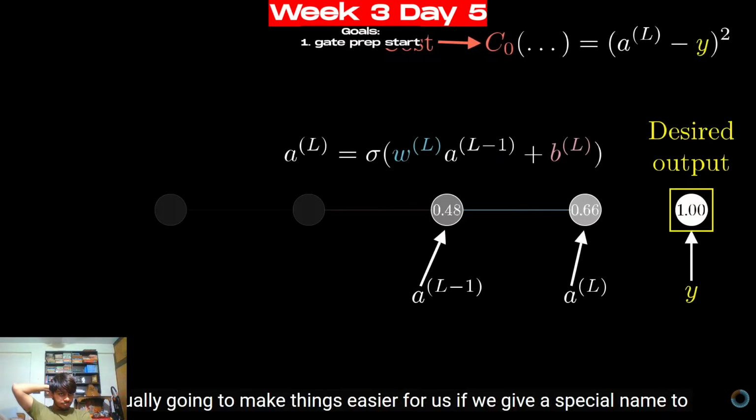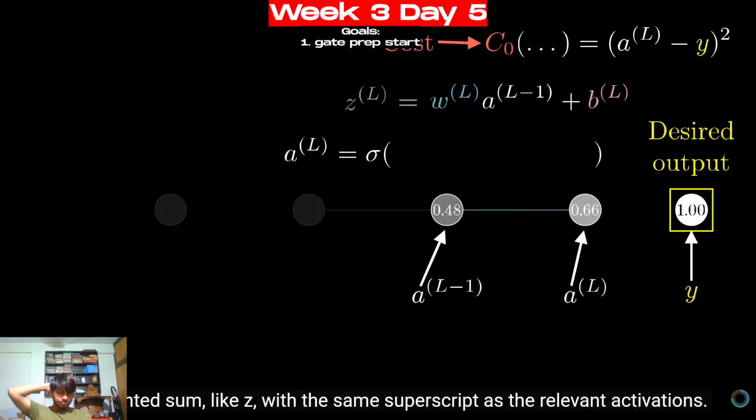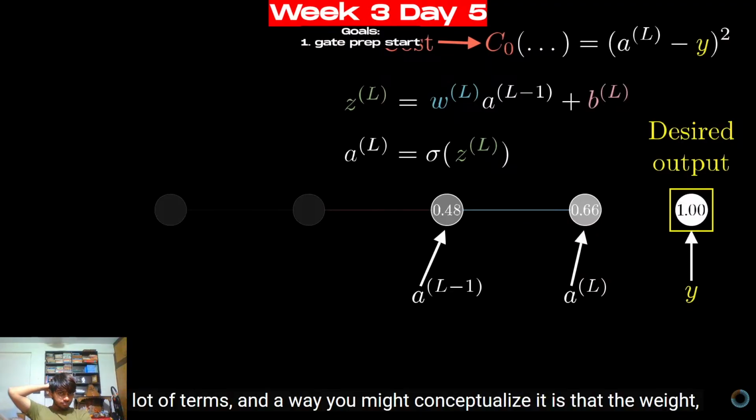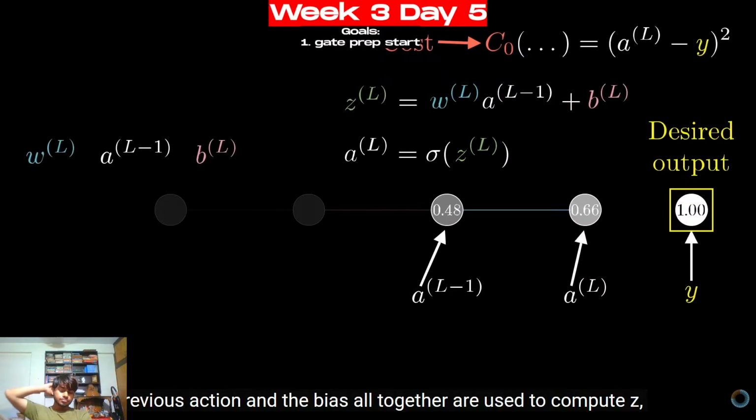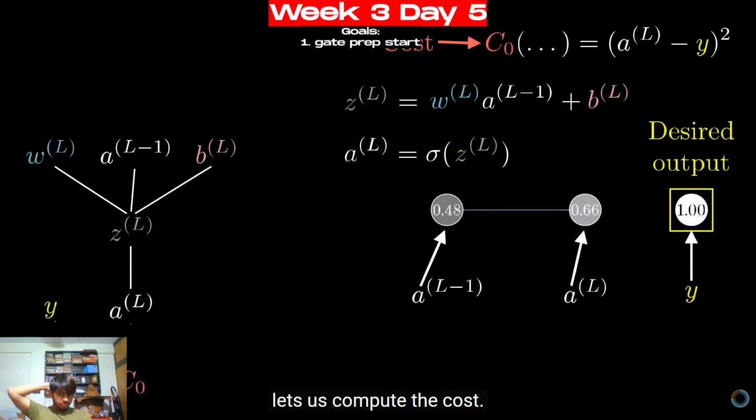It's actually going to make things easier for us if we give a special name to this weighted sum, like Z, with the same superscript as the relevant activations. So this is a lot of terms, and a way that you might conceptualize it is that the weight, the previous activation, and the bias all together are used to compute Z, which in turn lets us compute A, which finally, along with a constant y, lets us compute the cost.